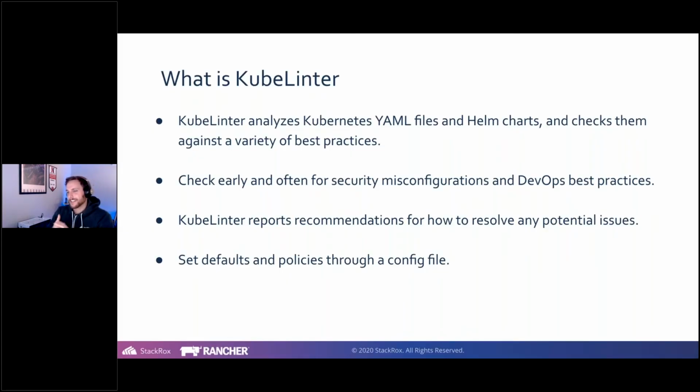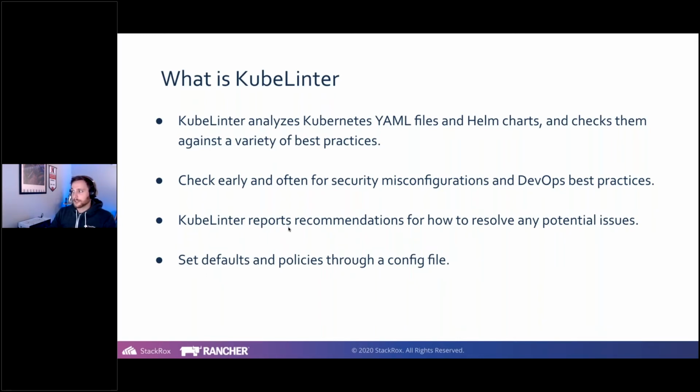It analyzes Kubernetes YAML files and Helm charts, and it checks them against a variety of best practices. So basically, you're taking some of those default policies that StackRox has, and applying them at the command line as a linter, just to make sure that you have the checks, either as part of your pipeline or for the dev as a dev tool in something like Visual Studio Code. And the best thing too is it reports recommendations on how to resolve these issues.